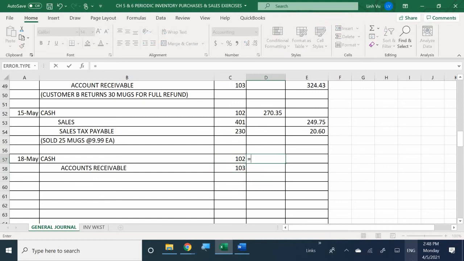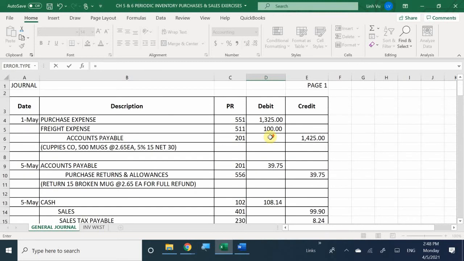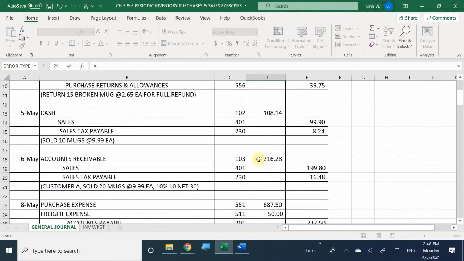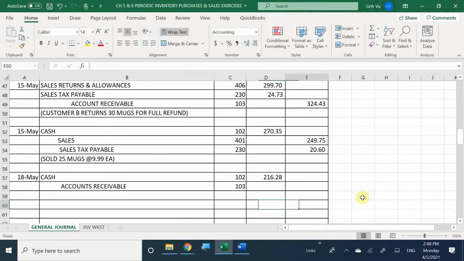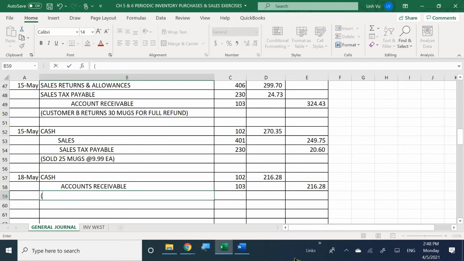So accounts receivable is this one, and we just solved for it. It was 216.28. Okay, that's the amount that they owe me, and that's the amount that they paid in full with cash. So here, I'm just going to make a little note that customer A paid in full.